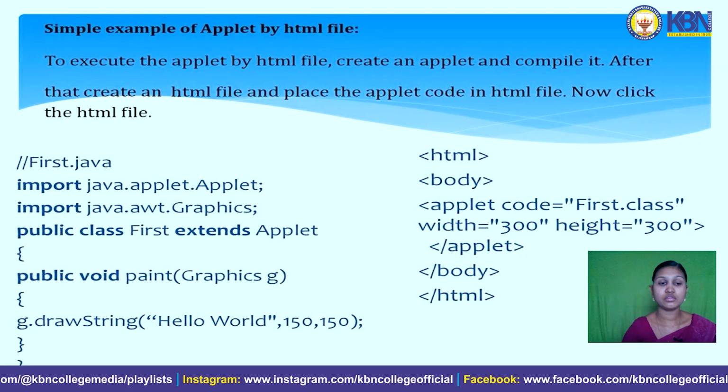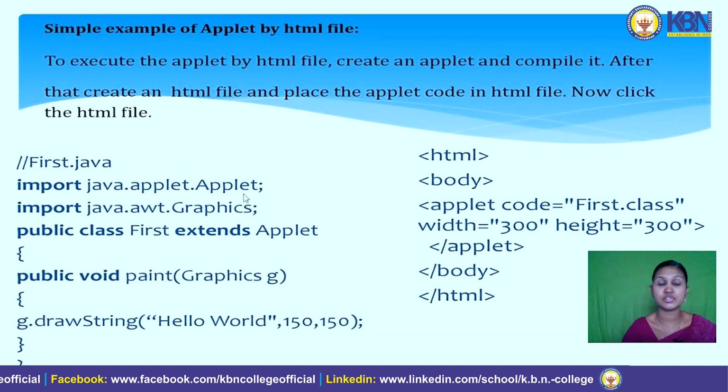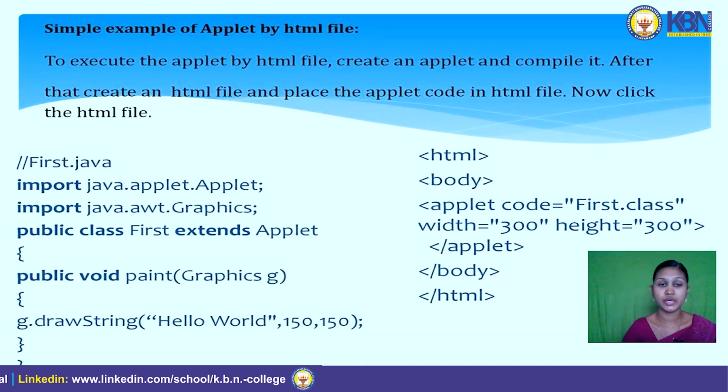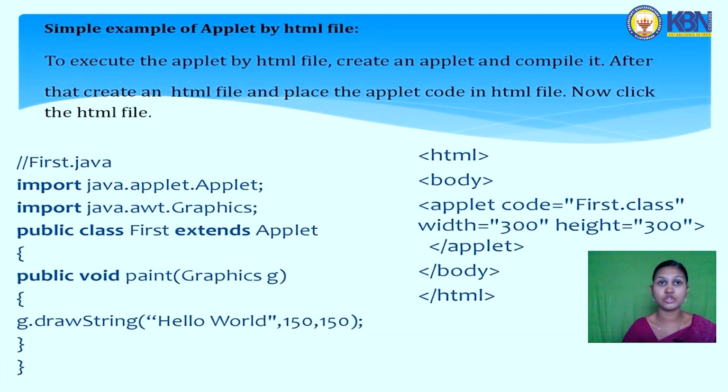First.java. This is the HTML and Java program. Import java.applet.Applet. This line I discussed in the first slide. These import files should be inserted in the applet application program. Now another import file, java.awt.Graphics. The user can take the input through the graphics. That's why I take the graphics import.